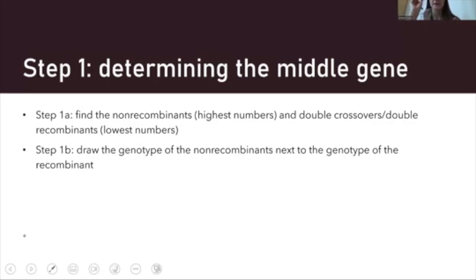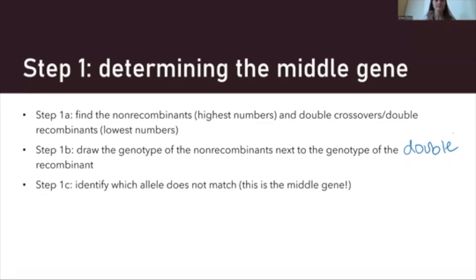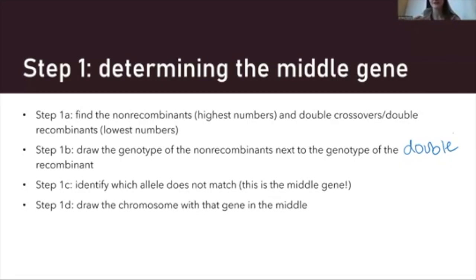And then you're going to draw the genotype of the non-recombinants next to the genotype of the double recombinant. Then you're going to identify which allele does not match, which one is different than our non-recombinants. And that's going to be your middle gene. Once you decide that, just draw a chromosome with that gene in the middle. Some people like to go to the chart and redraw everything. If you need to do that the first couple times that you do a problem, that's okay. But by the time you get to the exam, I would recommend trying to get away from that, because that takes a lot of time and you don't have a bunch of time to solve these on an exam.